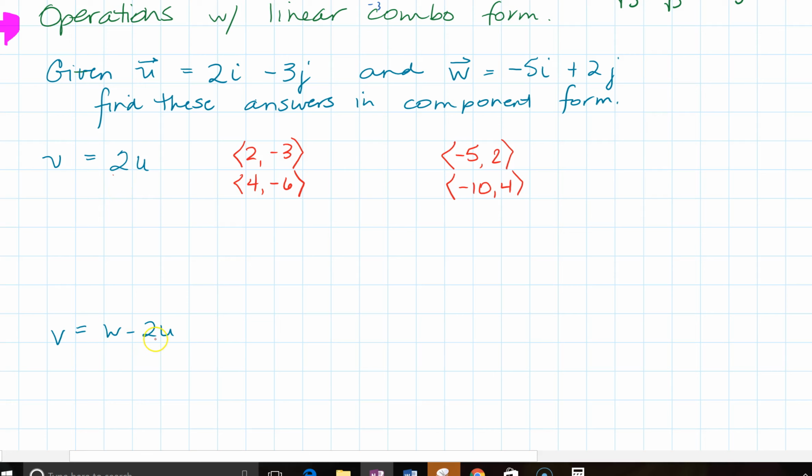If I had w minus 2u, which one's w? This one's w, which is negative 5, 2, and I subtract 2u, which is 4, negative 6. Just be really careful about the negative signs. Negative 5 minus 4 is negative 9. 2 minus negative 6 is 2 plus 6, which is 8. So, done. That's how it works.